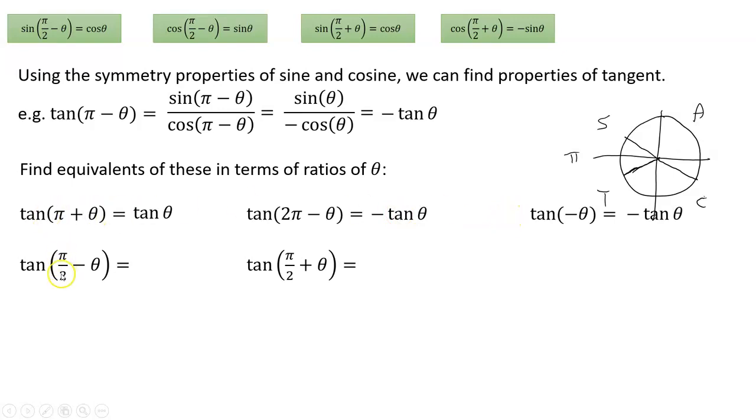Pi on 2 minus theta, so that's where I'm going to be using these ideas up here, that gives me cos theta over sine theta. Now, there is another thing I can write here, which you may know already. If you don't know it, then we'll be looking at it next lesson. So I'm just going to leave it like that for now. And then tan of pi on 2 plus theta, that's using these two equivalences up here. So we get negative cos theta over sine theta.